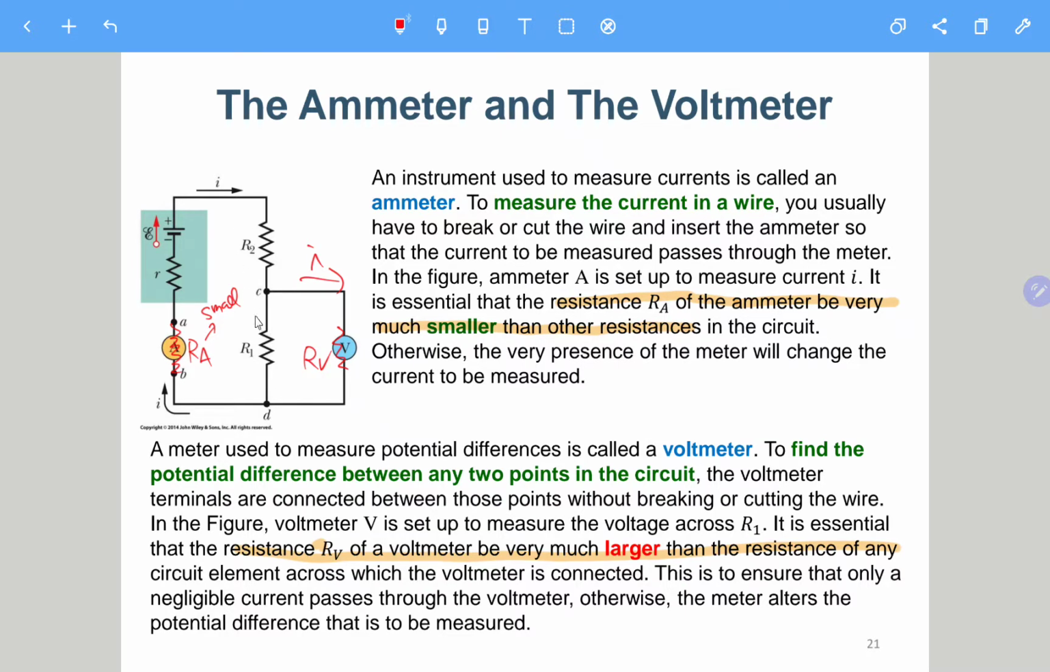Then it will change the characteristic, because this is I, this is I, this is IV. So you hope this one should be large. If this one is large, then IV will be very small. So there is barely any current going through this line, because if you don't connect this one, the circuit should be like the current I going through this R2 and R1. But if this RV is not large enough, then there will be some current going through it, and the characteristic of the circuit will change.